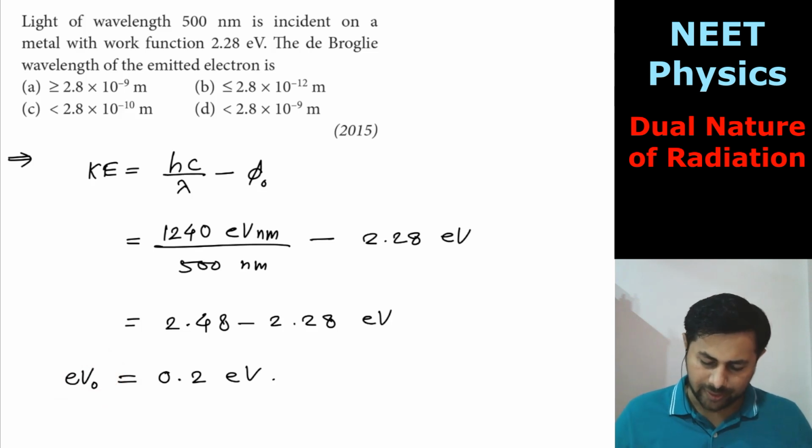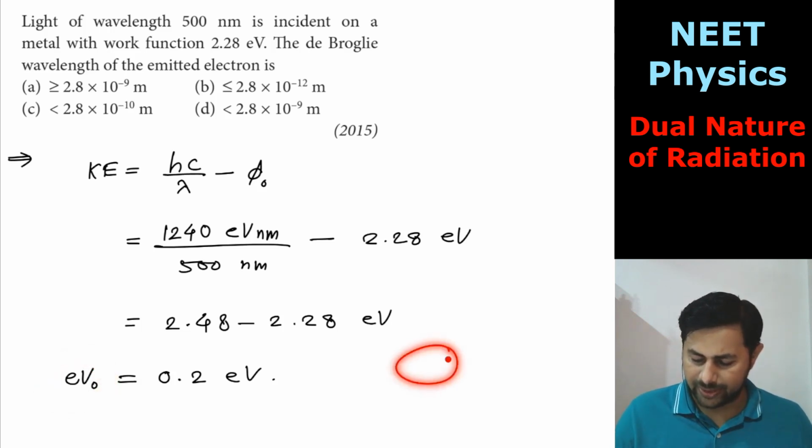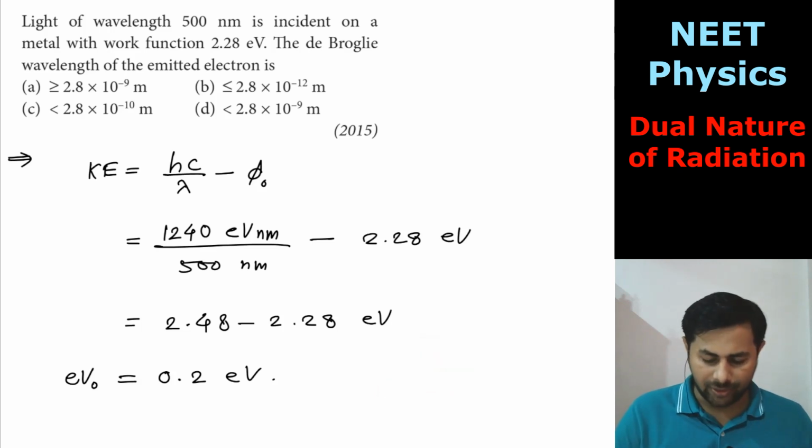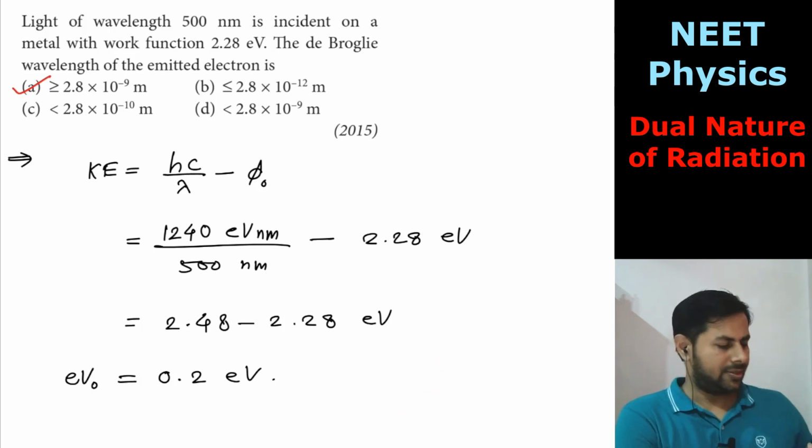It is accelerated by a potential difference of, and this was maximum kinetic energy. Okay, that means velocity is maximum. If velocity is maximum, the wavelength is the minimum wavelength. Okay, so that should be greater than or equal to, so it's option A. Is this thing clear, everyone?